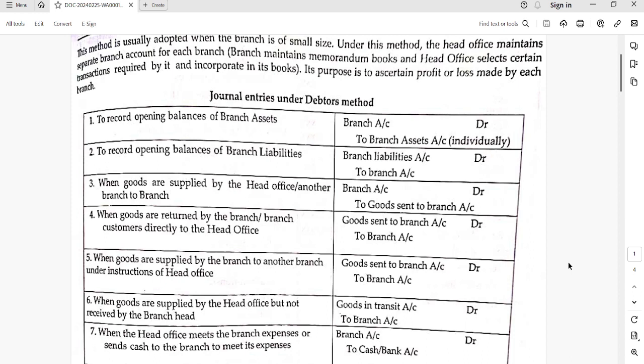Remember, when the head office meets the branch expenses or sends cash to the branch to meet its expenses, see what is written in 7. When the head office meets the branch expenses, or sends cash to the branch to meet its expenses, the journal will be branch to cash account. We have already done this. Branch account debit to cash account. All the expenses met by the head office should be debited in the branch account.